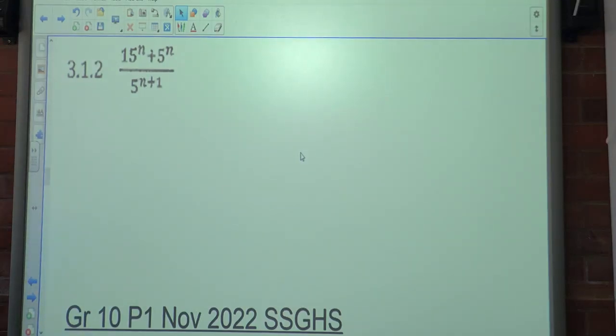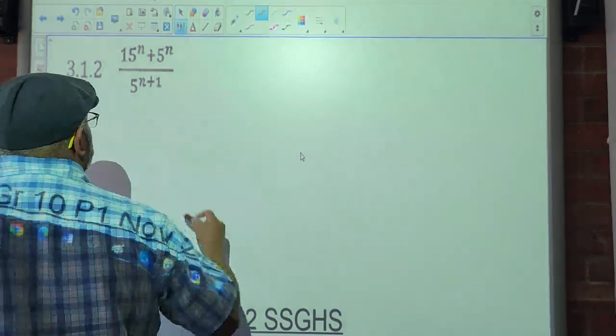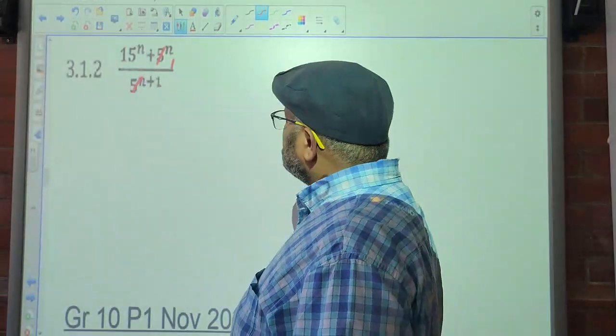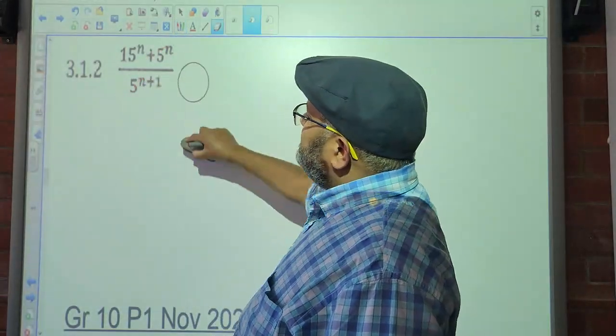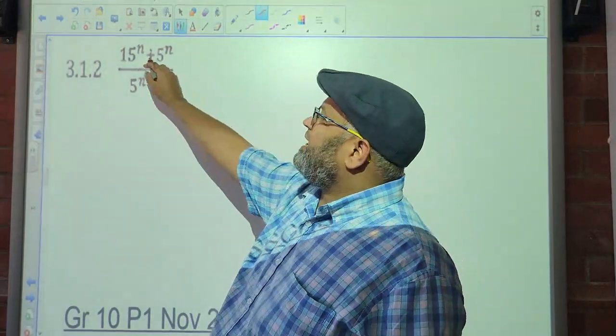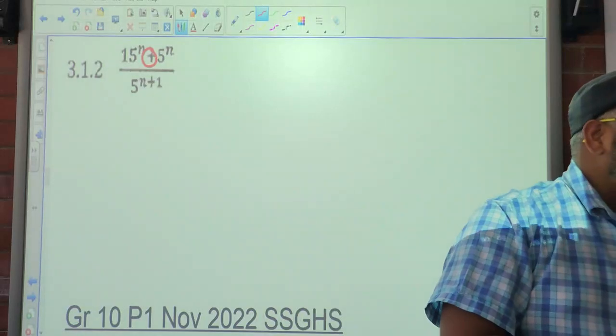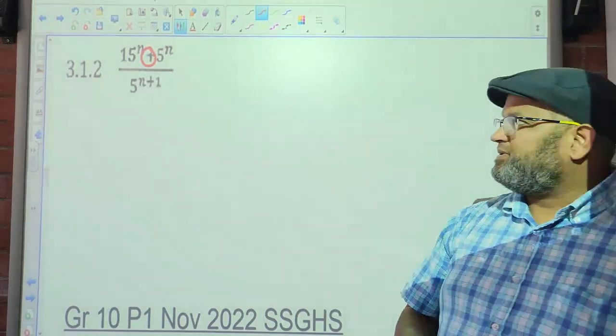Fifteen to the exponent n plus 5 to the n, over 5 to the n plus 1. Can we cancel 5 into 5? No, because that is the exponent. Because there is a plus or minus between it, I'm going to break up and factorize where we can.